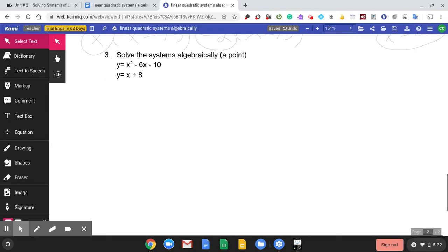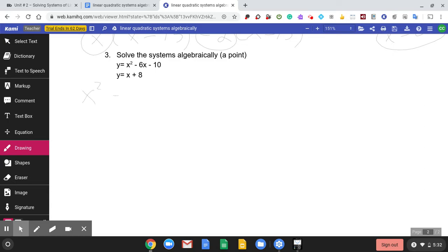Find the point. All right, I'm going to do it a little bit different. So here we go. Set them equal to each other. X squared minus 6x minus 10 equals x plus 8. So I'm setting these equal to each other, getting rid of the letter y. Get rid of the x, minus x goes here. Get rid of the 8, minus 8 goes here. Draw a line, x squared minus 7x minus 18 equals 0.